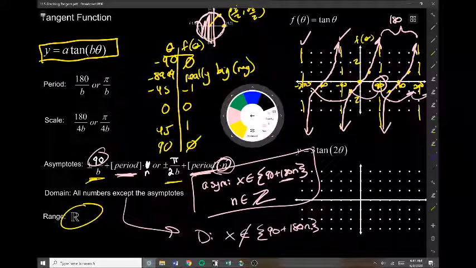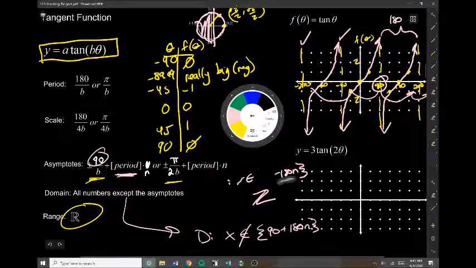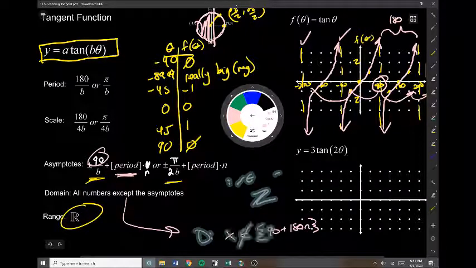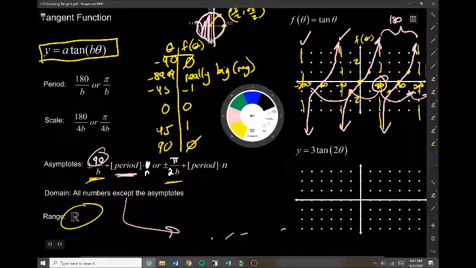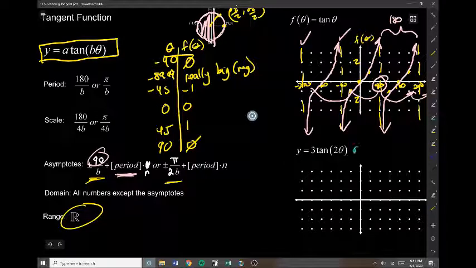Okay, that's your parent function. I'll do another one, and I hope that with the second example we can just sort of see the patterns. It turns out all you have to do is find a period, find a scale, and count to 4 a couple times. So let's do that. 3 tan 2 theta.